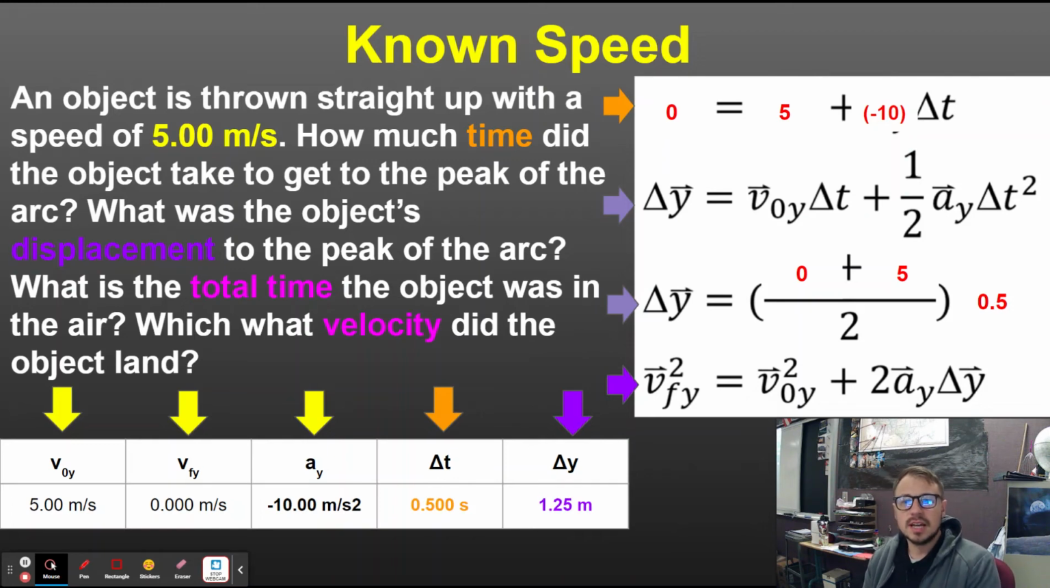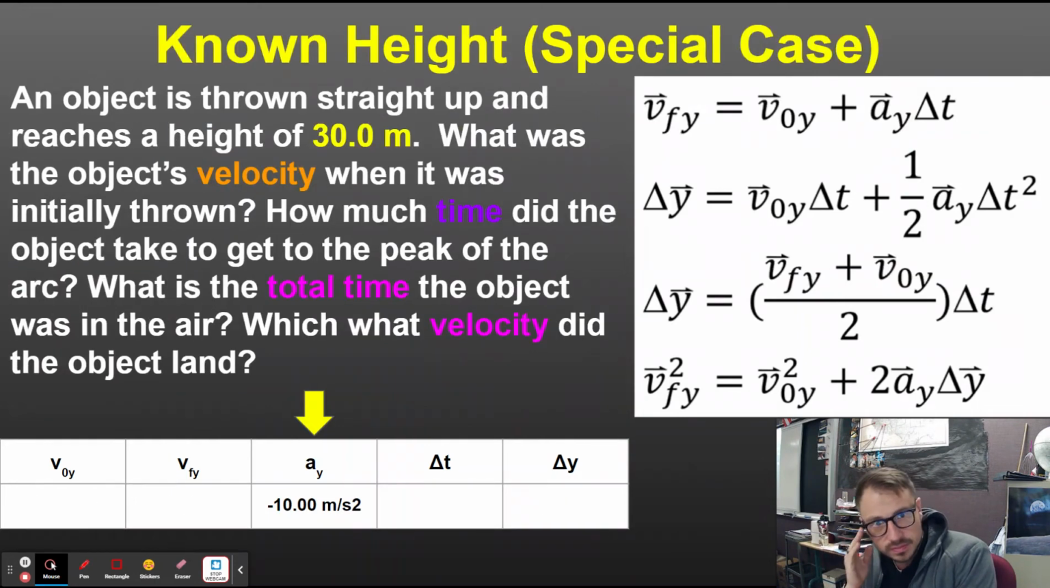Now, the next question it asks, what's the total time the object was in the air? If it takes a half a second to go up, it's going to take half a second to come back down. The total time the object was in the air was a second, right? And then it says, with what velocity did the object land? 5 meters per second up. Well, it's going to land 5 meters per second down, negative 5 meters per second.